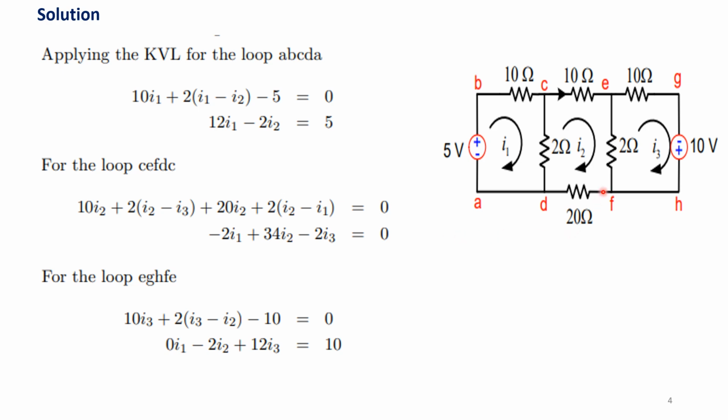And considering loop E, G, H, F, E, we will start writing the equations. 10 times I3, the loop current, plus 2 times (I3 minus I2), minus 10 volt, which is equal to 0. For this loop, if you simplify, there is no I1. So 0 times I1 minus 2 times I2 plus 12 I3 equals 10. So we have 3 loop equations for the concerned loops.